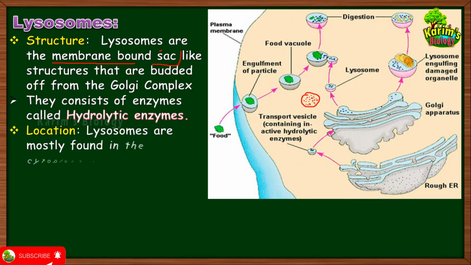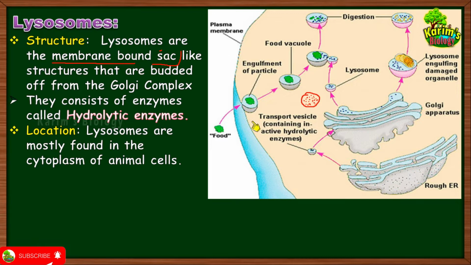Now let us see the location of these lysosomes. Lysosomes are mostly found in the cytoplasm of animal cells. This is an important point to be remembered. So where do you find lysosomes? Mostly they are found in the cytoplasm of animal cells, but recent studies indicate that even plant cells consist of a few lysosomes. But in animal cells, lysosomes play a crucial role in the digestion process, particularly in intracellular digestion, and also in the protection of the cell. I will tell you how that happens within a couple of minutes.